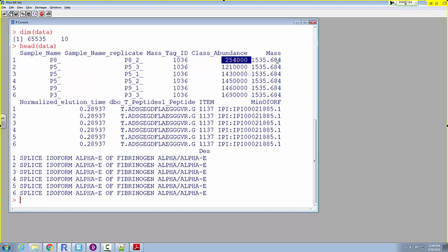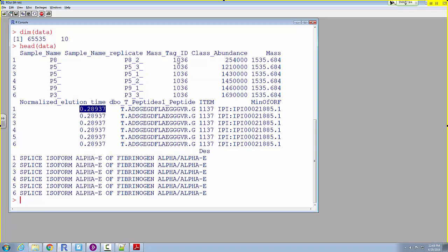We know a number. We know the mass for this peptide. We also know the time at which it eluted from the LC column. So this particular peptide came out in a scan after 0.29 minutes or something. This is a normalized time. So everything that came out with that elution time eluted together and was scanned together.